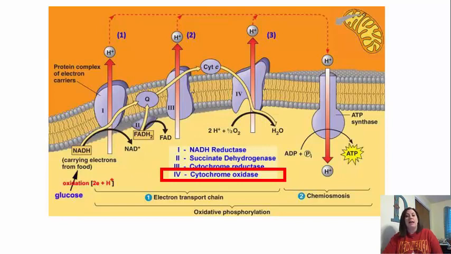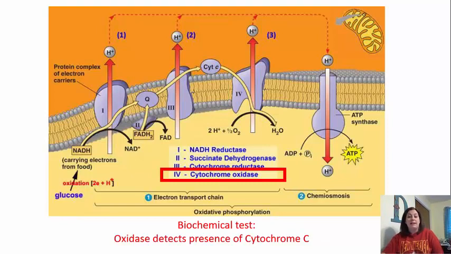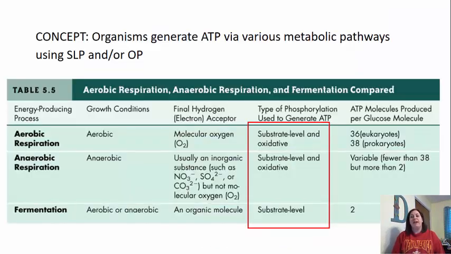Now, cytochrome oxidase is one of the tests we can look for when we look at the oxidase reaction. You'll learn about this in lab: we can take those particular organisms, rub them onto filter paper, and add the reagent for oxidase. If it changes color to purple, this tells us that this enzyme, cytochrome oxidase, is present. And if it's present, it is able to do oxidative phosphorylation. If it's not, then it may not be able to do that process. So this biochemical test is called the oxidase test, and it detects the presence of the cytochrome C, the cytochrome oxidase.